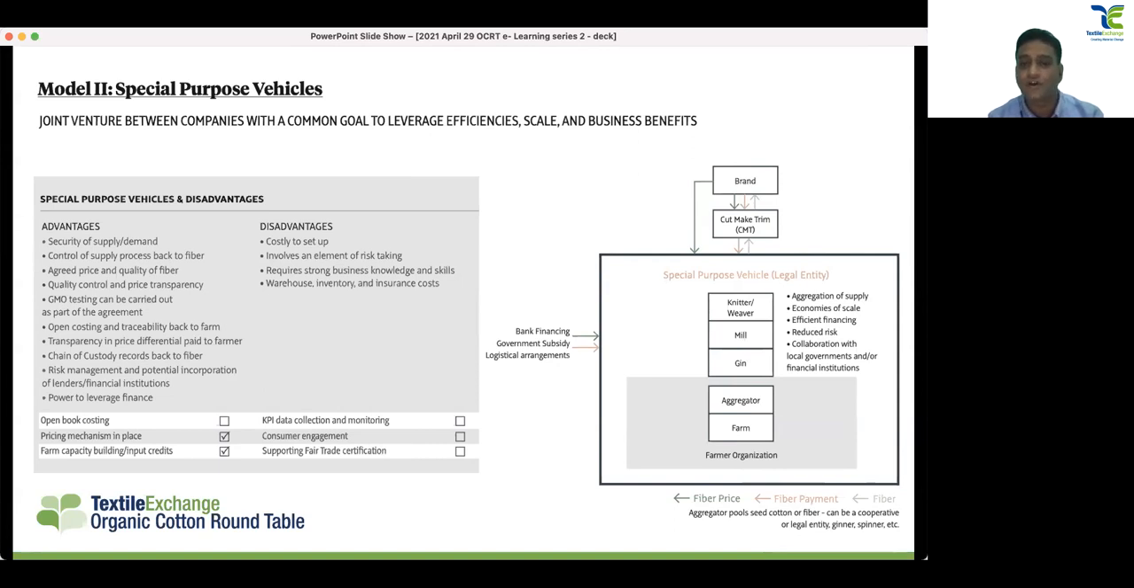What you see on your right hand side, these business partners are nothing but spinning factories and fabric units. They come together, they come on aggregate volume.